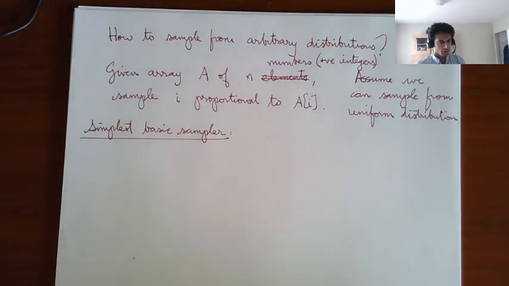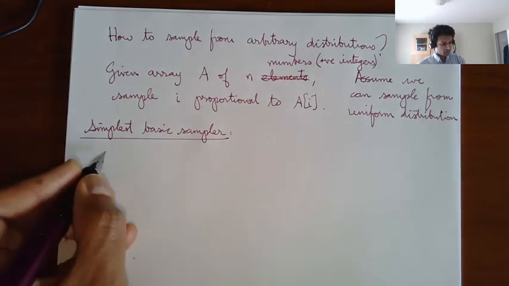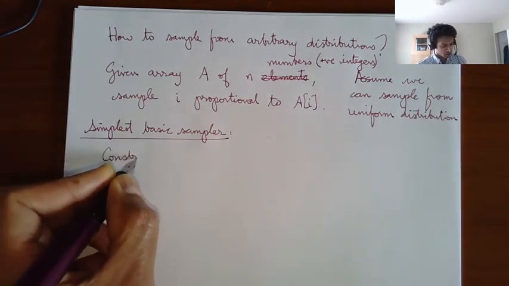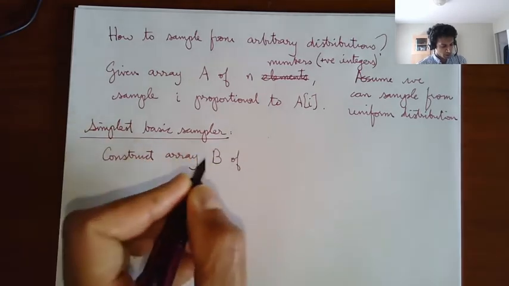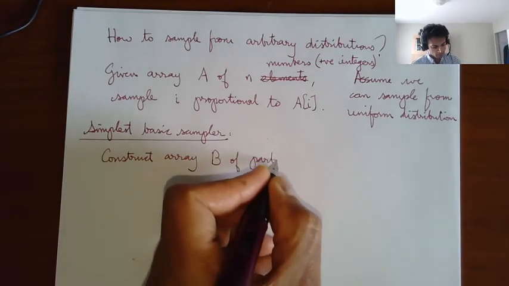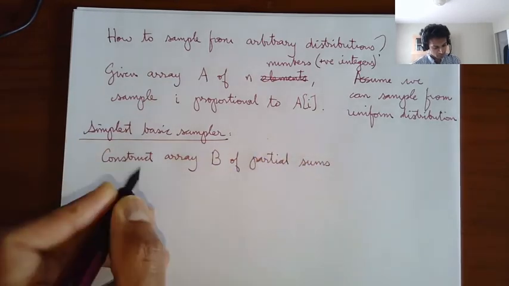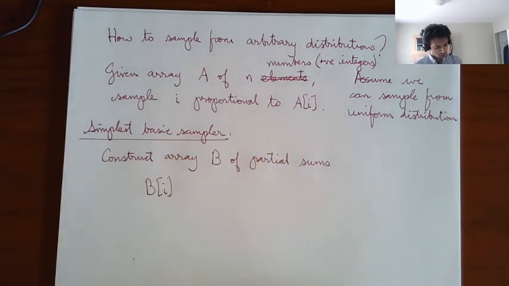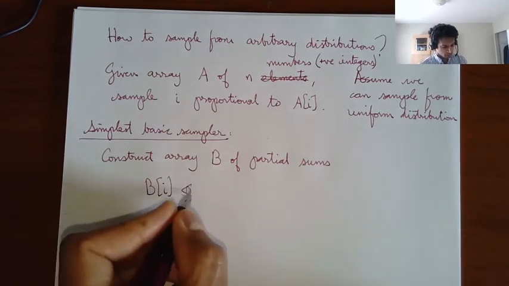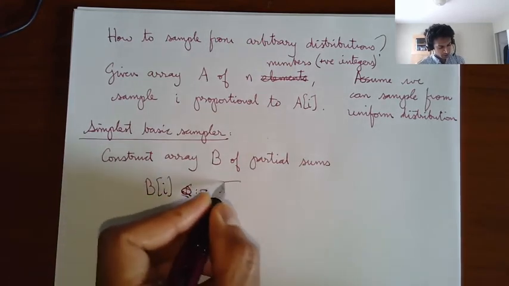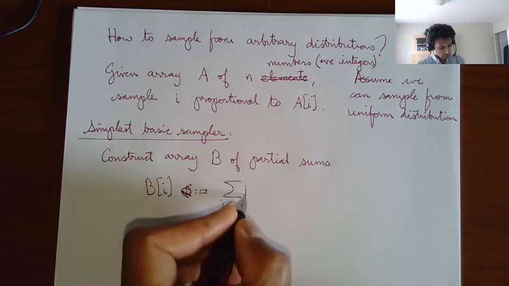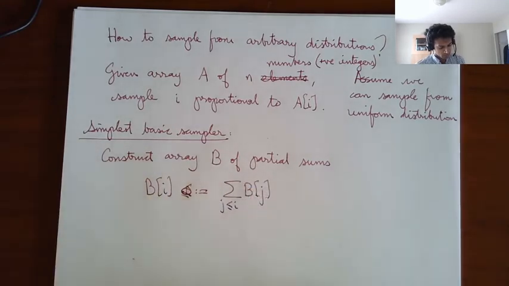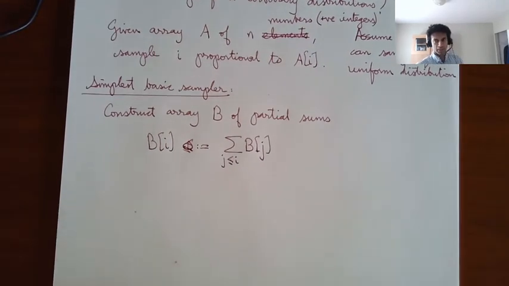The simplest basic sampler, which is actually not all that bad, is to construct the array B of partial sums. So B of i is going to be assigned the sum over all j less than or equal to i of A of j. These are all the partial sums. So this is something like your CDF.